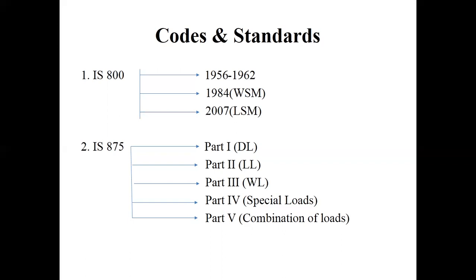Part 2 is for live load, and part 3 is for wind load. Some special kinds of loads are also possible, like snow loads, which come under part 4. The combination of these loads is discussed in IS 875, 1987, part 5. This is all about steel. Then we have to discuss the different shapes of steel. In the next session we will be discussing that.